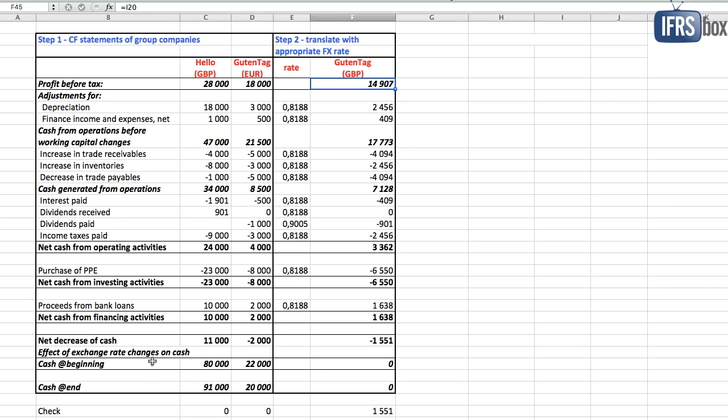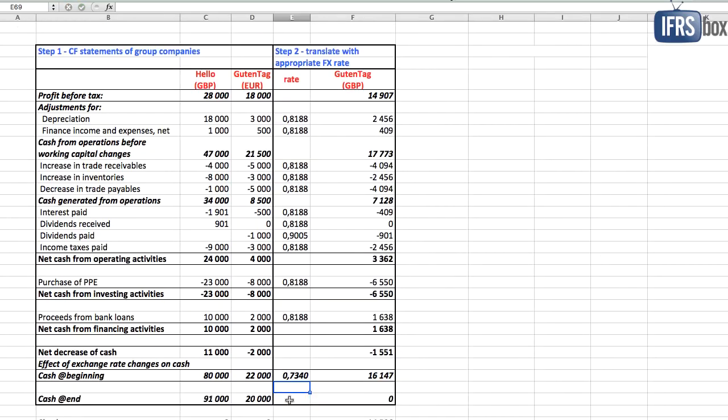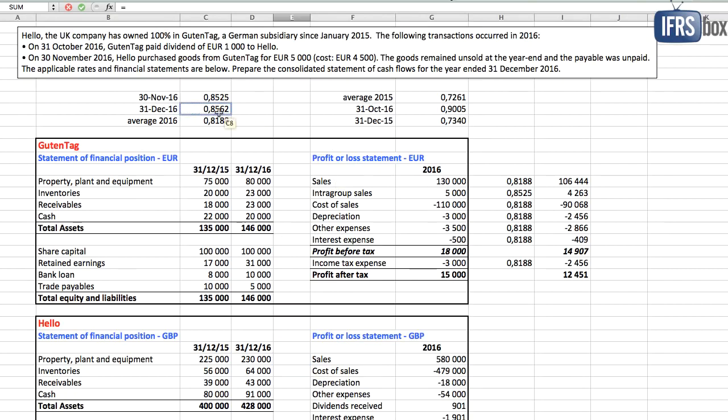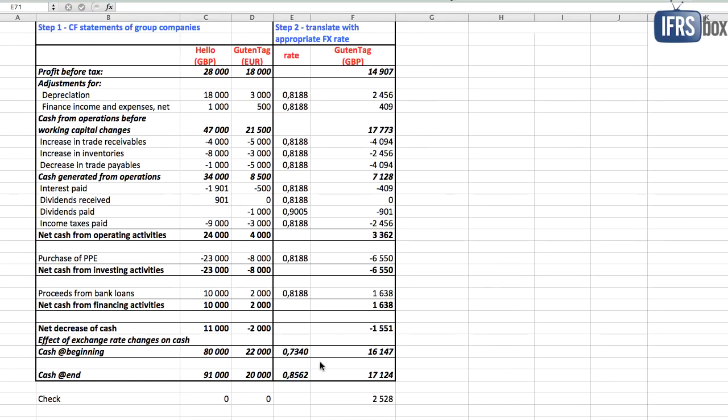Back to the cash flows. Opening and closing balances of cash are translated with the closing rates of 2015 and 2016 because these are not cash movements, cash receipts or cash payments. These are the balances at the year end and must come from the balance sheet.